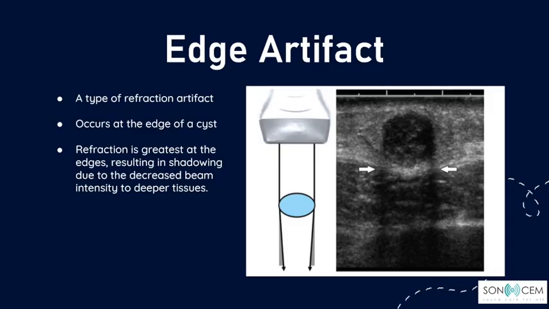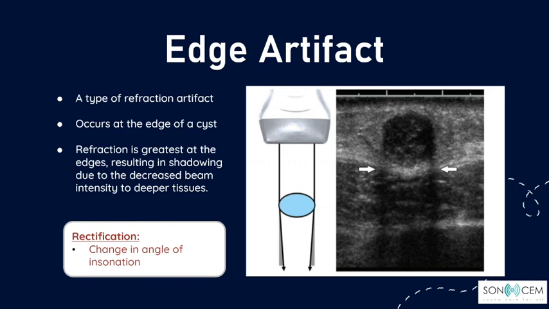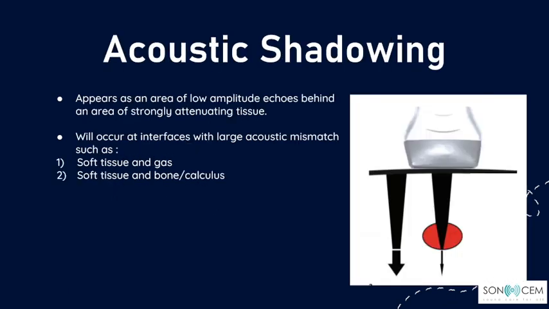Edge artifact is a type of refraction artifact occurring at the edge of a cyst, which has a different speed of sound compared to the surrounding structures. And this can be rectified by changing the angle of insonation. We are done with propagating artifacts. Now we move on to attenuating artifacts.